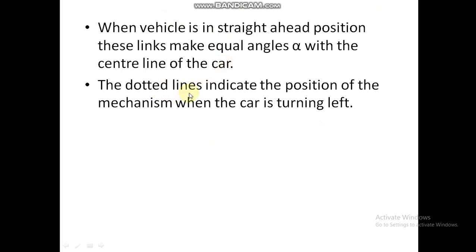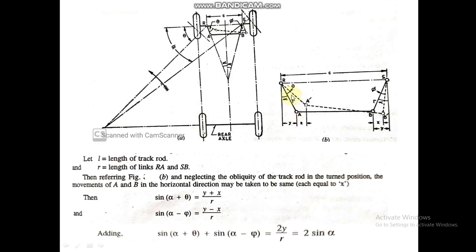The dotted lines indicate the position of the mechanism when the car is turning left. So when your car turns towards the left, this RA will shift to RA dash, and your SB will shift to SB dash. So this is the dotted position, when your vehicle is taking a left turn.